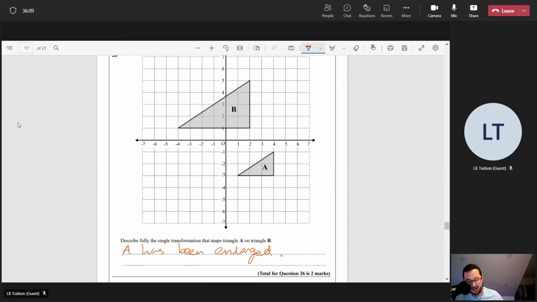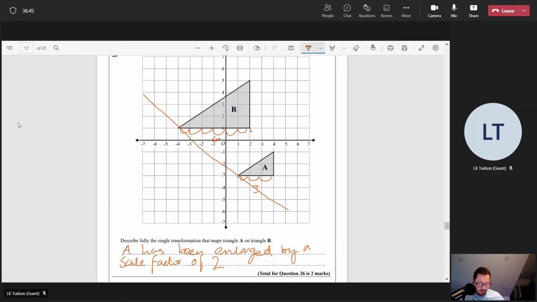Then we want to say by how much. Well, if we count the squares, we've got 1, 2, 3 on the bottom here, and we've got 1, 2, 3, 4, 5, 6 on the bottom here. So it's been doubled. So it's been enlarged by a scale factor of 2. And then we also want the center of enlargement. Now again, we want to be able to use a ruler, which I don't have with me at the minute. But the way I would do this normally is I would kind of connect up the lines and then keep going. So these would go like that.